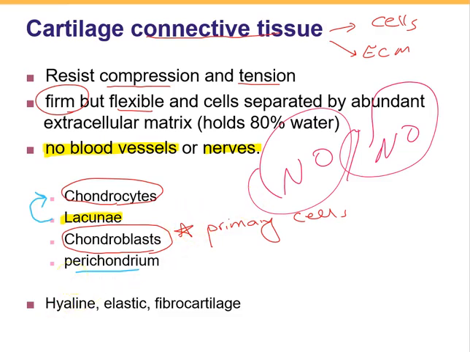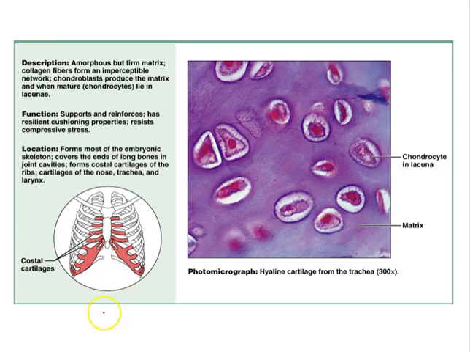But what about the extracellular matrix of the cartilage? The extracellular matrix of the cartilage holds about 80% water. So it means it's a kind of gel-like extracellular matrix. We have 3 different types of cartilage in our body: hyaline cartilage, elastic cartilage, and fibrocartilage.